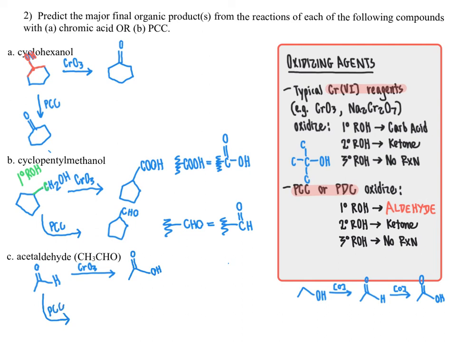And then if instead we had used PCC in order to carry out this oxidation, we would actually see in this case that there would be no reaction because PCC does not react with aldehydes. It takes a primary alcohol and it stops at the aldehyde product. That means that aldehydes are not reactive with PCC or PDC.